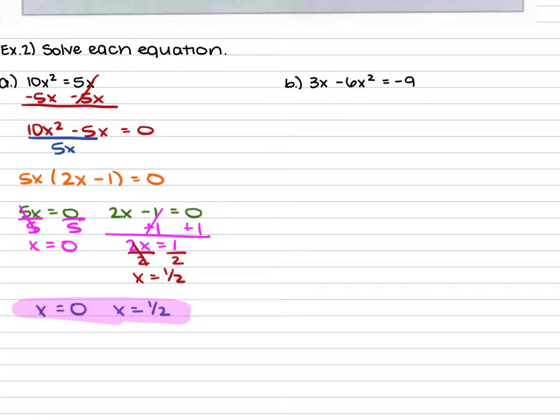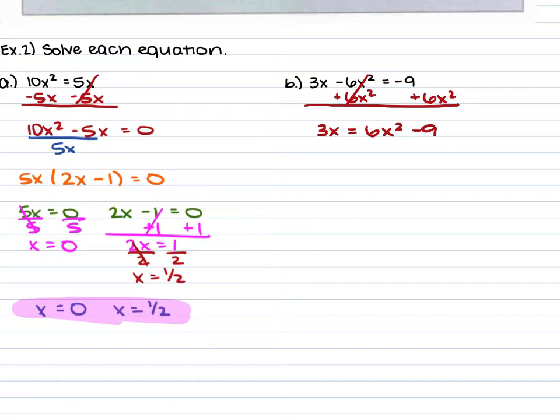For example, 2b, we have 3x minus 6x squared is equal to negative 9. Now, my biggest degree here that I have is 2. The term that's attached to that 2 is the negative 6x squared. So with that, I want that 6x squared to be positive. So I'm going to move it to the right side by adding it to each side. And this is going to give us 3x is equal to 6x squared minus 9.